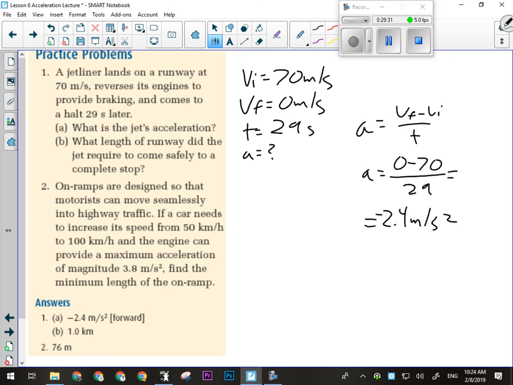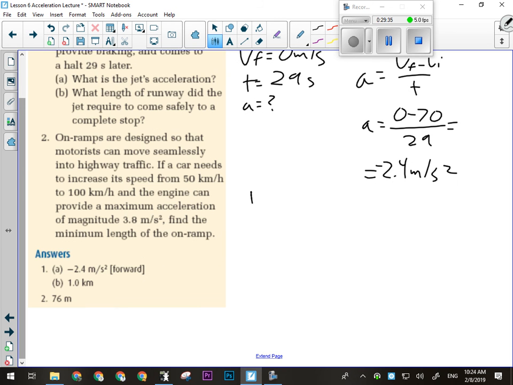Now I can solve for part B using the formula we just looked at, VF squared equals VI squared plus 2AD, because I have everything now but D. I just calculated A, and I can now use it in this formula. Manipulating for D, I would subtract VI squared, so I'll have VF squared minus VI squared.